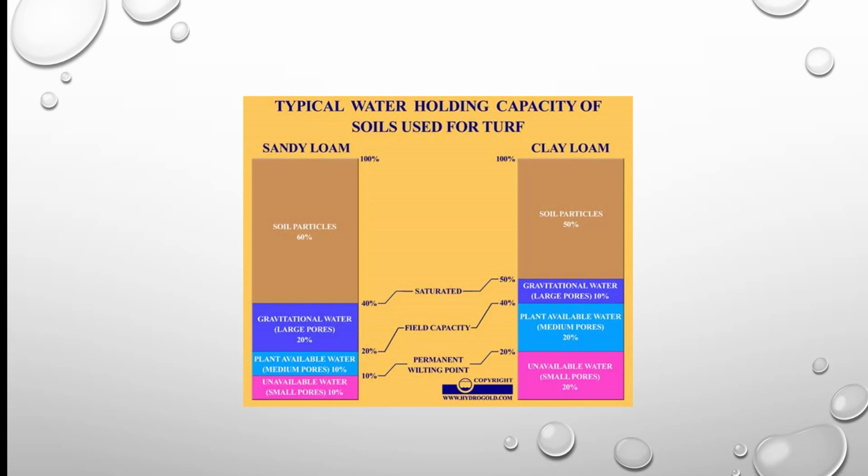Okay, here's just a typical water capacity. These are soils used for turf, or it could be for anything, but you can see that there's much more gravitational water in the sandy loam than there is in the clay loam. Plant available water is not going to be there. It's going to be more so in clay loam. And then there's actually more unavailable water in these small pores than you would have in the sandy loam.